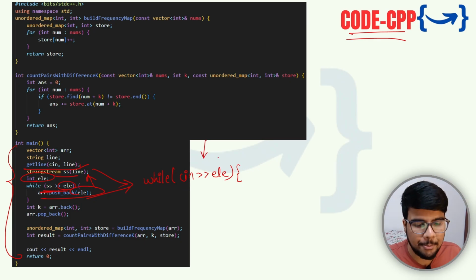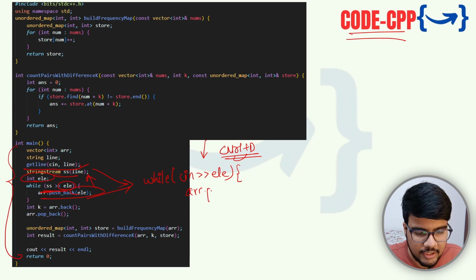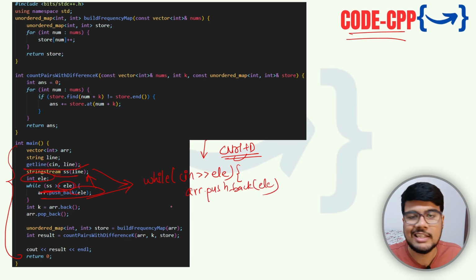There you need to press Control plus D to stop this infinite loop. Otherwise, it will keep on taking your input. But if you press Control D, it will take the whole input that you gave. After that, you can directly push back this element into the array very easily and perform the rest of the task, because the rest of the task is pretty easy.